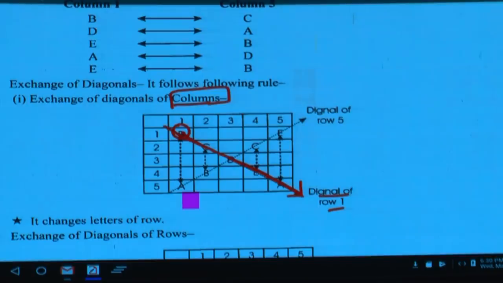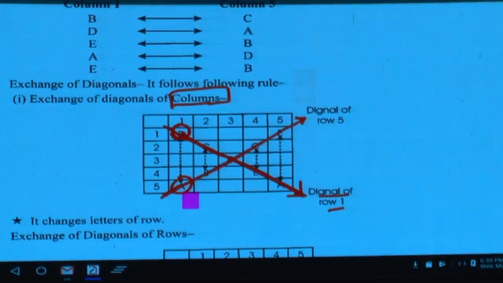Now we are starting with the first row and we are moving along with this one, hence it is called diagonal of row 1. Then now from 5 onwards, we are starting from this place. Now this is the diagonal. This arrow is showing the movement, the direction in which the diagonal is moving.